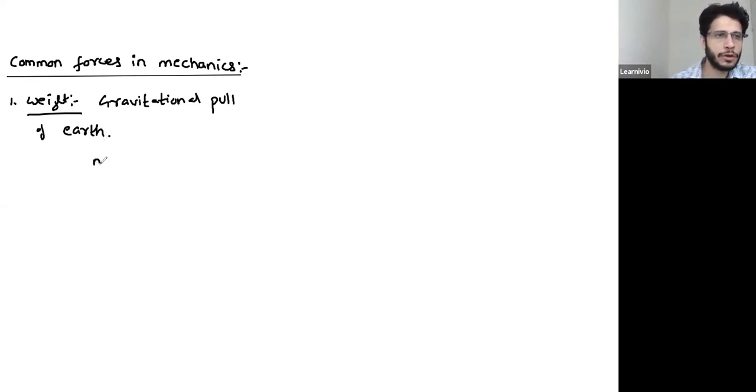So if you have a body of mass m, the force with which Earth pulls this body is its weight. So weight acts in the downwards direction. The weight of the body is its mass multiplied by acceleration due to gravity. So this is weight, which is equal to mg.